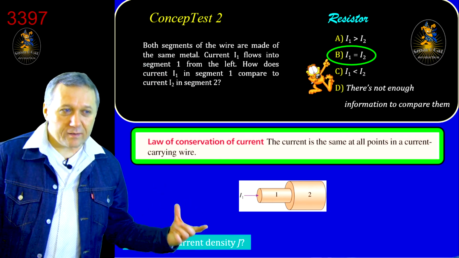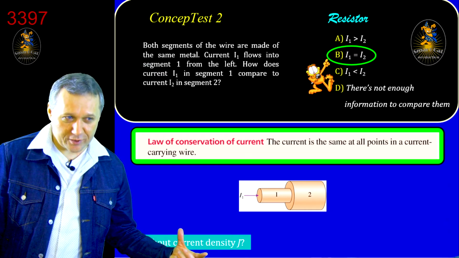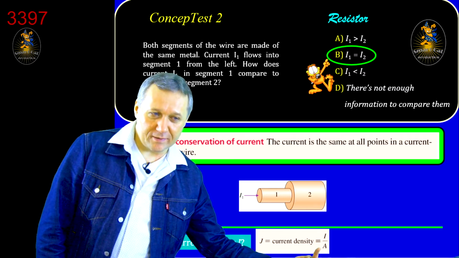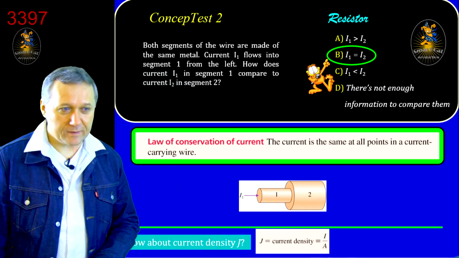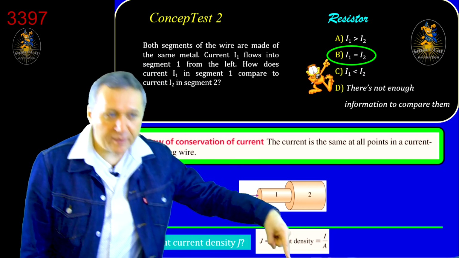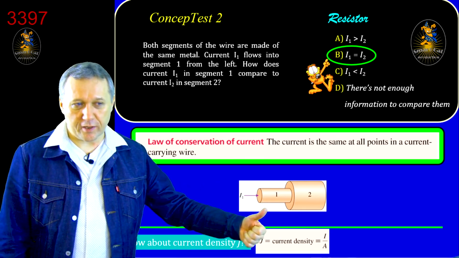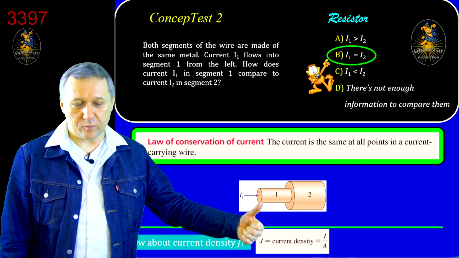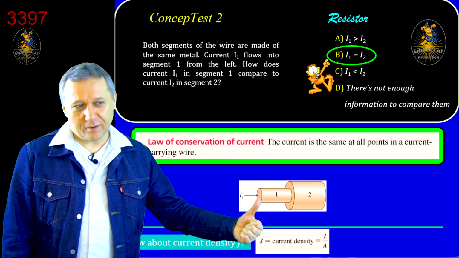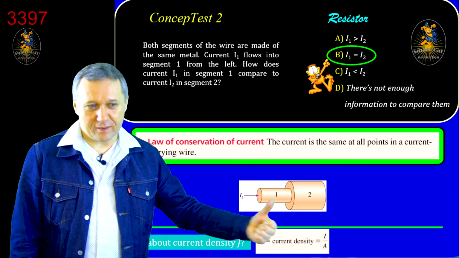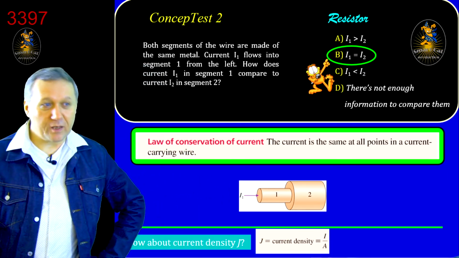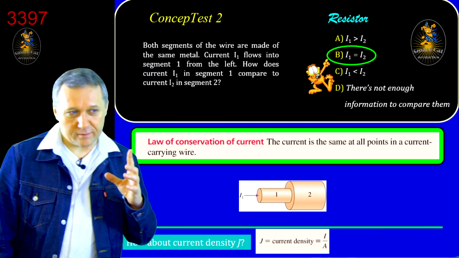Okay, current density depends on the cross-sectional area. You remember the definition of current density? You need to take current and divide it by the cross-sectional area, right? Since area is in the denominator, a smaller cross-sectional area, part A, segment 1, is going to have larger current density. And part 2, section 2, is going to have smaller current density, although the current is the same. Right?